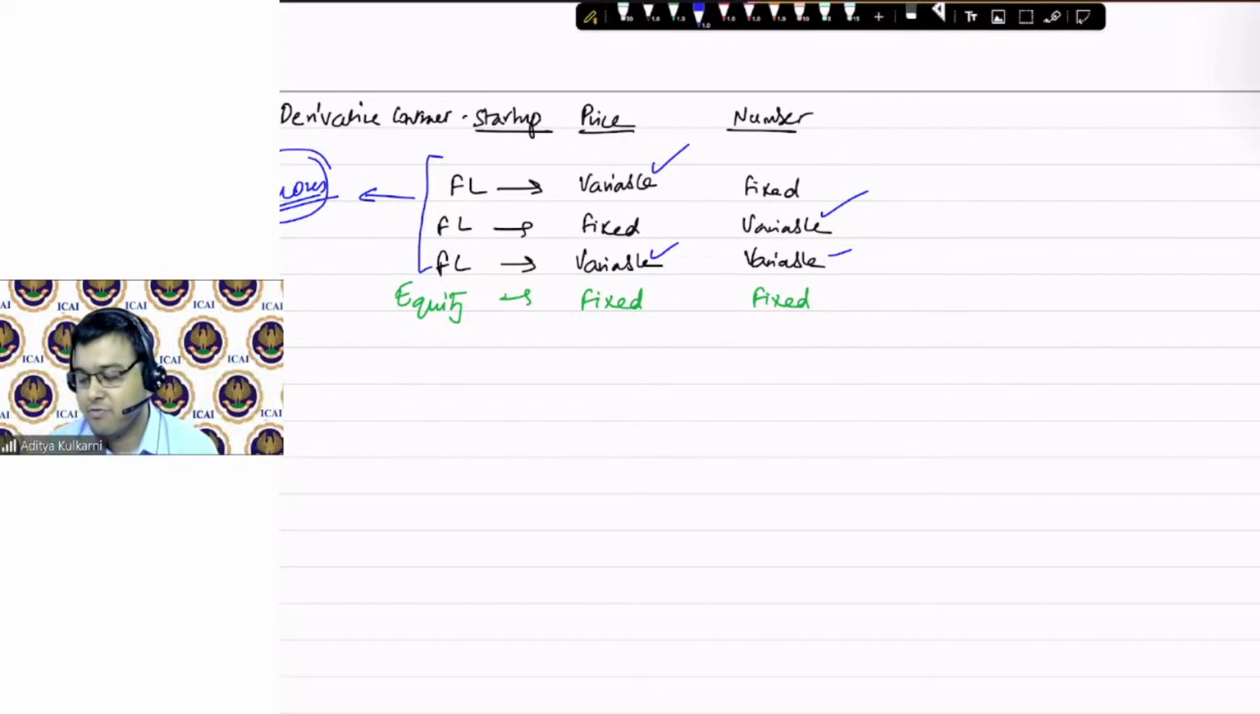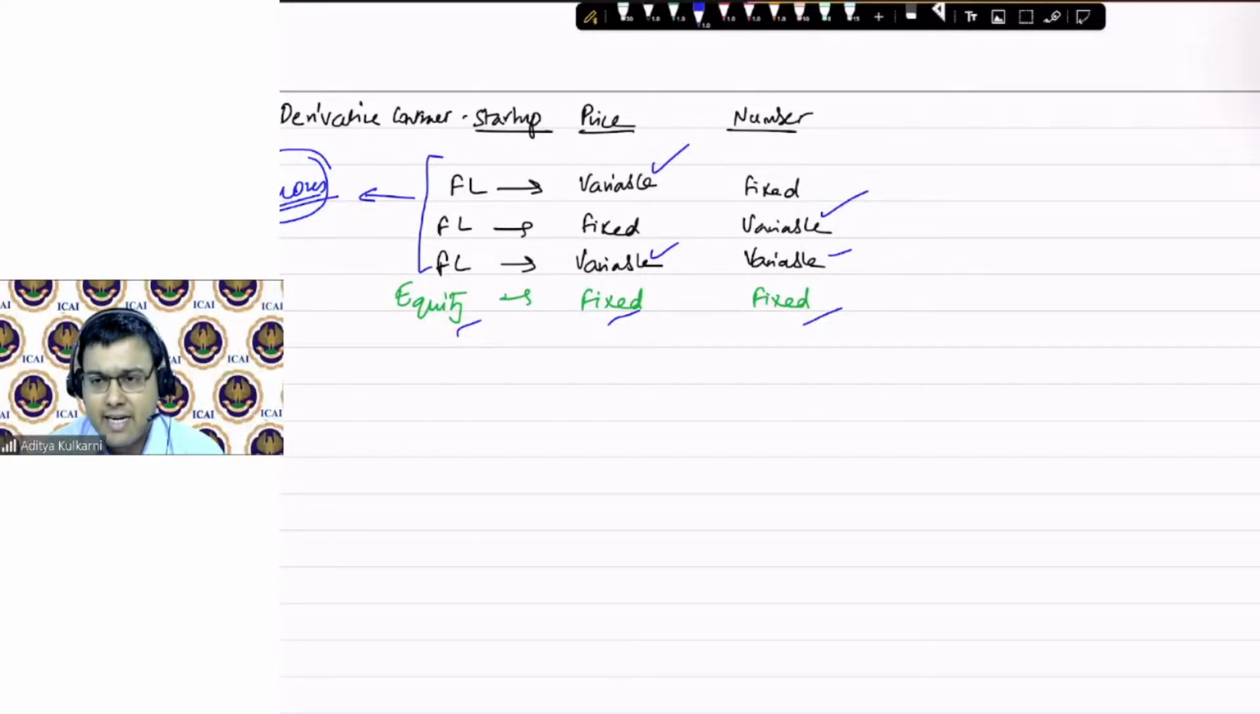That's it. Fixed. It is fixed. Nothing else. All right. So that takes care of the definition of financial liability. Remember, this is also known as a fixed for fixed test. Which test? Fixed for fixed.